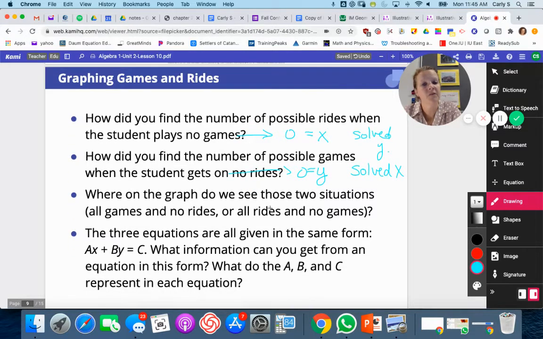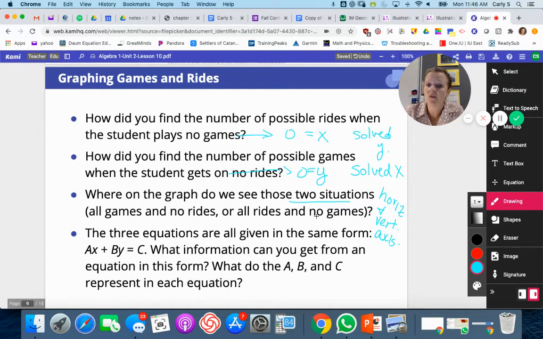Where on the graph do we see those two situations? Well, it's on the horizontal and vertical axes. Okay, we see them on the horizontal and the vertical axes, because where x equals 0 is where you cross the vertical axis, and where y equals 0 is where you cross the horizontal axis.